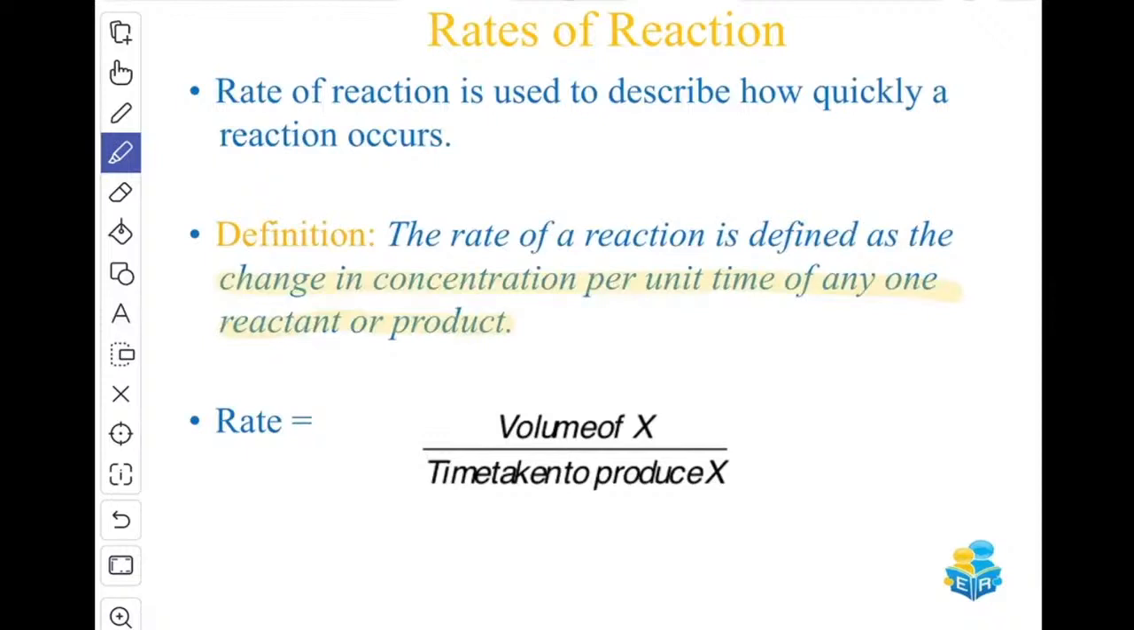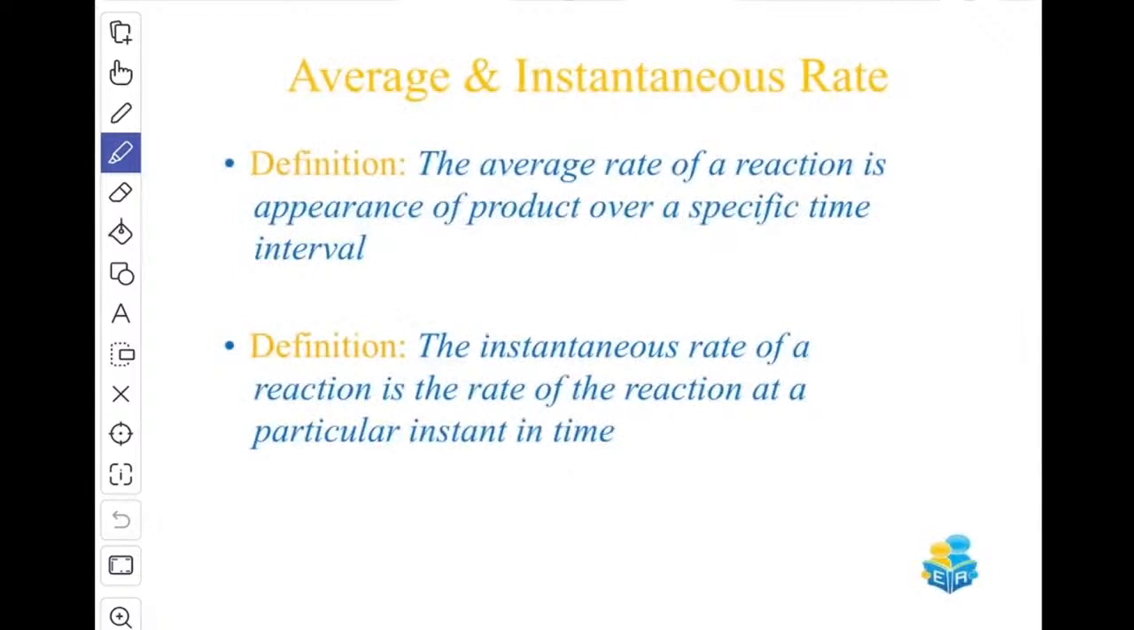So when we are talking about rates of reaction, we can have an average rate and an instantaneous rate, and there is a difference between the two of them. So your average rate is the appearance of a product over a specific time interval, where your instantaneous rate is the rate of the reaction at that particular instant in time. And it is instantaneous rate that is the one that is most frequently assessed at Leaving Cert. And you will be looking for instantaneous rate.